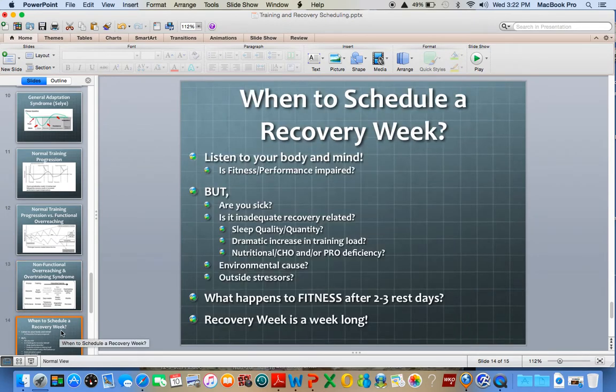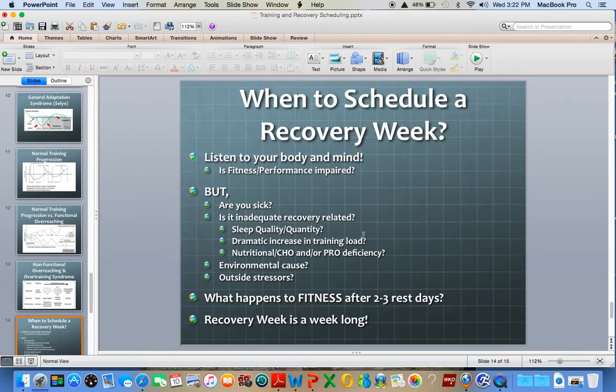So moving on to the 14th slide here, these last two slides I'll talk about when to schedule a recovery week. Well, first thing, you've got to listen to your body and mind. WKO is nice and dandy, but it's a modeling program and not everyone's the same. All right, so you really need to listen to your body and mind, all right? And the best criteria is whether your fitness and performance is impaired. So like after you take a day of recovery or 2 days of recovery, how is your performance, right? And then if your performance is affected, that's not the bottom line. You've got to think about the other factors.